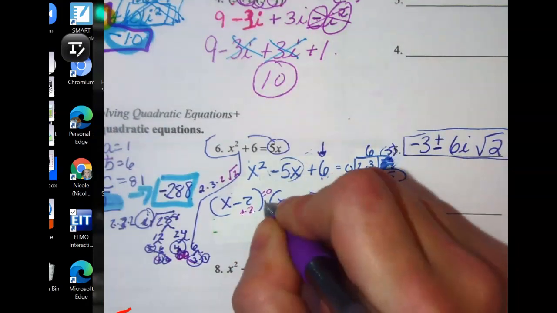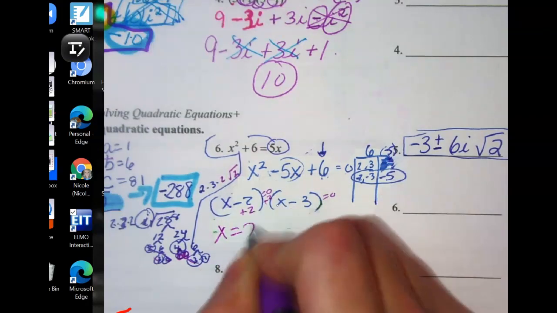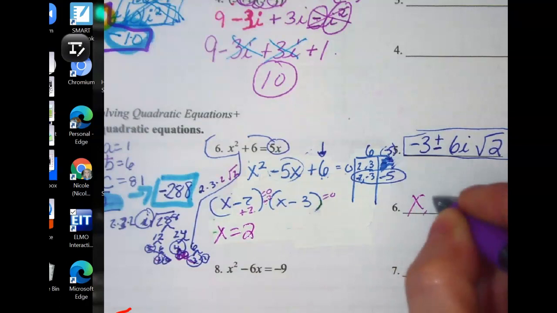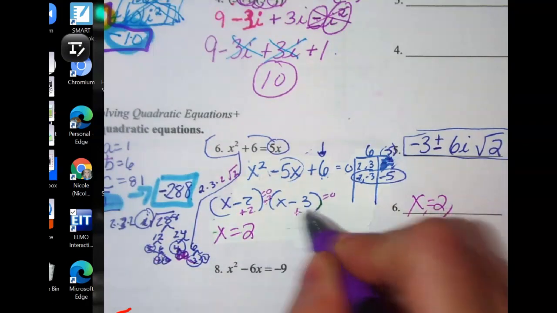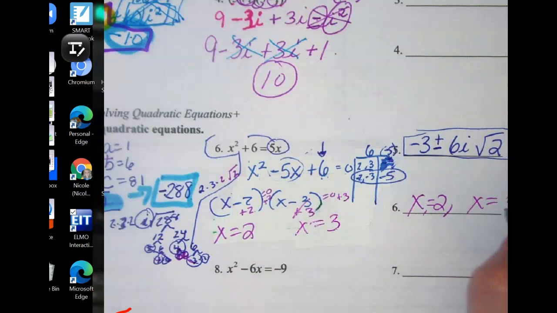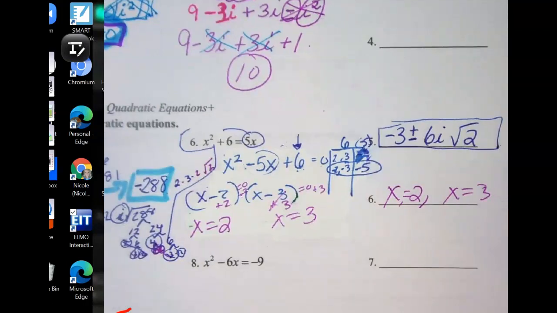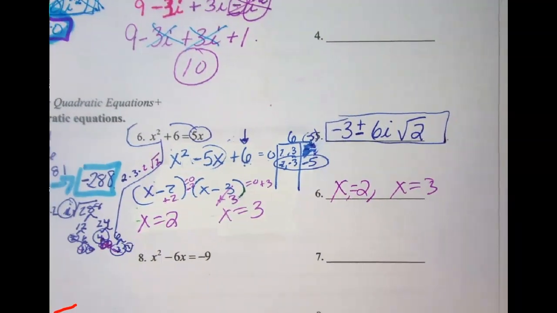So that's +2, +2. So x, 0 plus 2 is just 2. So x would equal 2. That's one of the answers. And then again, this one, +3, +3 cancels here. X equals +3. So it could be both of them. Okay? All right, so now let's look at the next couple.